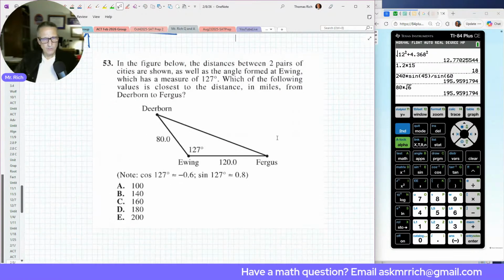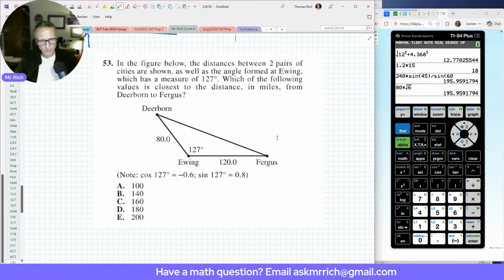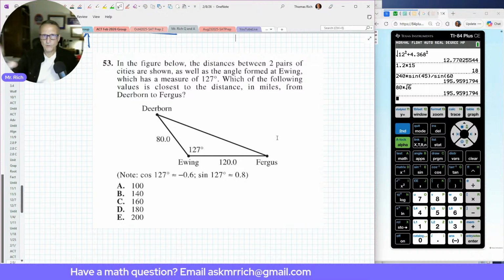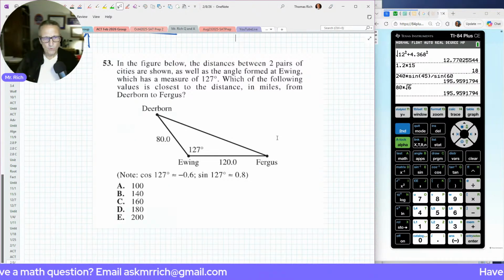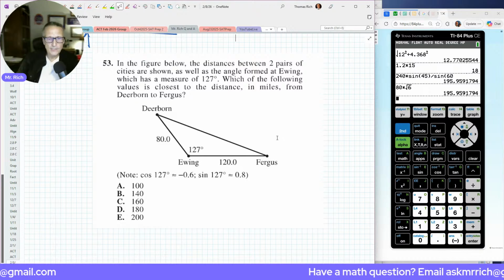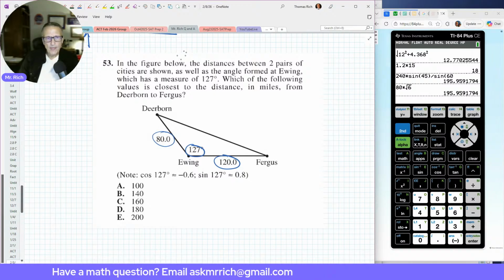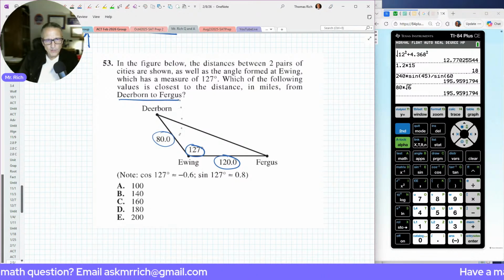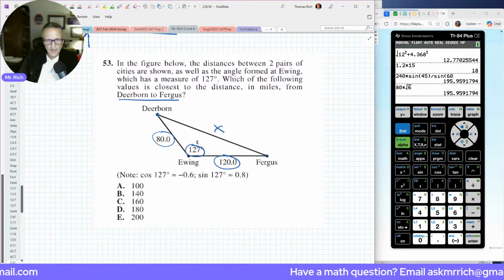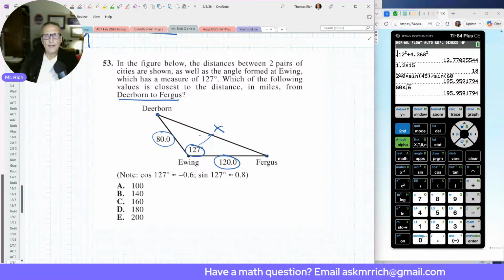So it's question 53 from one of the old tests. So it was given to you towards the end, meant to be a more challenging problem. They did not give you the law of cosines. However, notice that I have two sides that are given to me and the included angle, and they want me to get the distance from Dearborn to Fergus right here. So yeah, I know this angle and I'm looking for that opposite side.